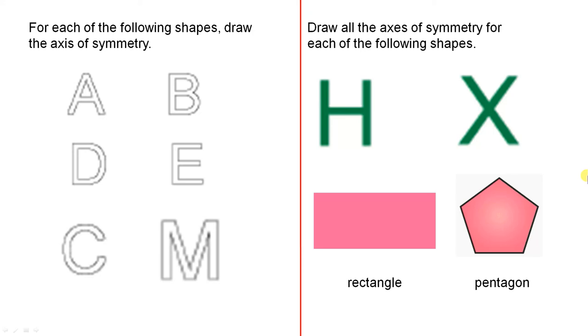So basically the worksheet has introduced you to the idea of line symmetry, where for any object or shape, if we can draw an axis of symmetry that cuts the object in half, where each half is a mirror image of the other, then that shape has line symmetry.